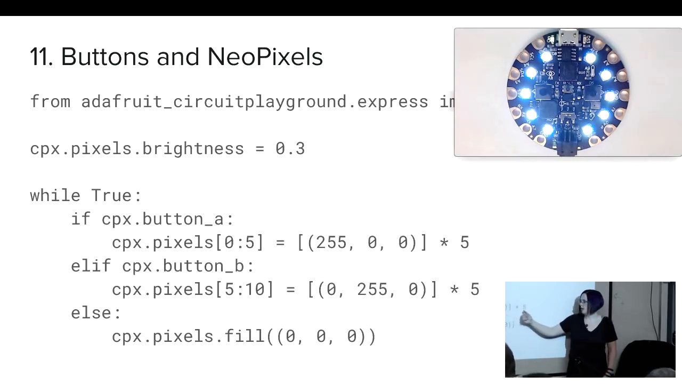For the slicing to work, it has to know how big of a slice it is. That's what this code is saying. It says, hey, by the way, I'm talking to five things. Same thing here. And the else is saying we're going to turn the LEDs off. So if the button's on, the first five are red. If the button's on, the second five are green. Otherwise, nothing's on.